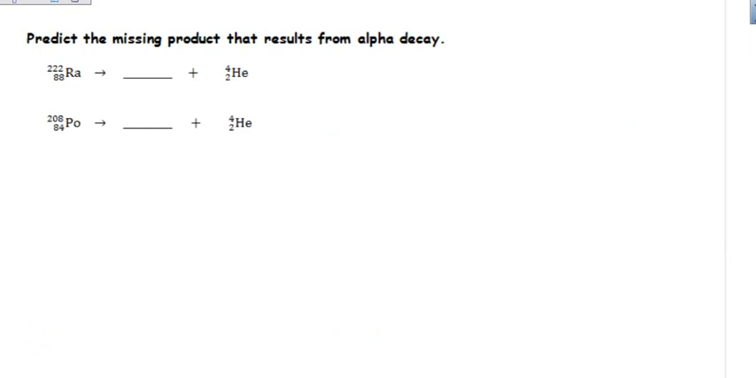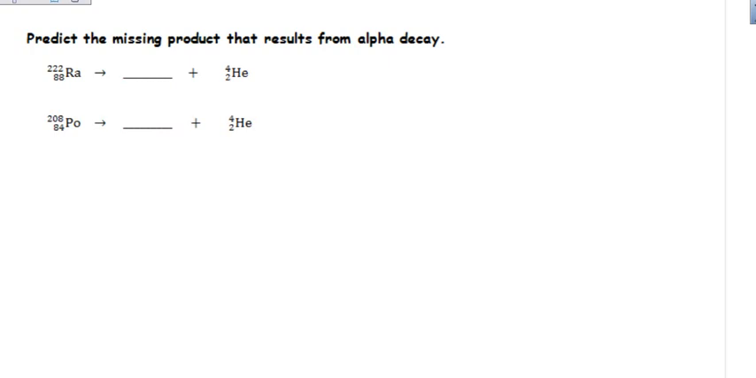Some sample problems, some practice problems. Alpha decay. I have my original nucleus, it must not be stable. I know it's alpha decay because I see that helium nucleus. The helium nucleus will always be the indicator of the alpha particle. Alright, so we just have to find the missing product. Okay, so again, all particles must be conserved. We're not destroying any protons or neutrons.